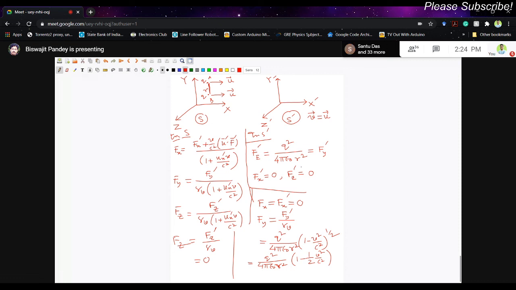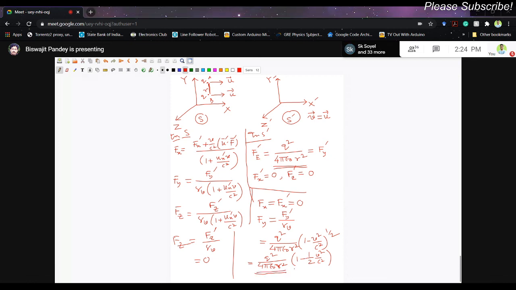You see, in the prime frame, we have a Coulombian repulsive force, q square by 4 pi epsilon 0 r square. Whereas in the laboratory frame, that is the unprimed frame, we have q square by 4 pi epsilon 0 r square minus q square by 4 pi epsilon 0 r square times v square by 2 c square. So what does it say? It says that beside this Coulombian repulsion, there will also be an attractive force. This minus term is nothing but the magnetic force that we can figure out. That is, there is an attractive force as well as a repulsive force.